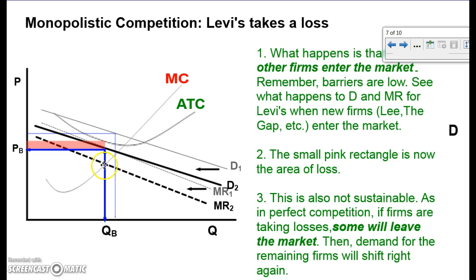And now the profit maximizing output level, where MR crosses MC, the price on the demand curve is below the ATC. So this scenario wouldn't really happen with monopolists, right? They just go out of business. But for monopolistic competition, they might stay in business in the short run if they're covering their average variable costs. But eventually some will leave the market. And once some firms in this market, some of the jeans manufacturers, leave the market, demand for the others will shift back to the right.